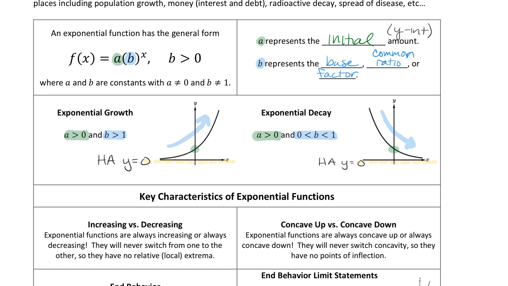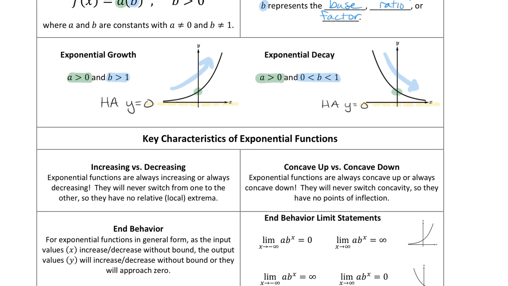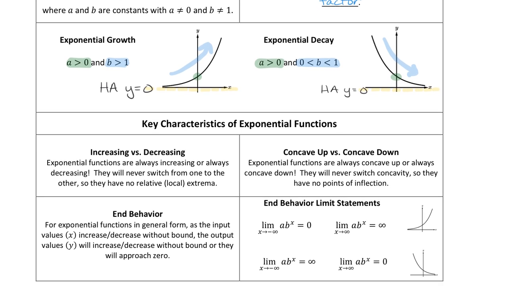There's some other key characteristics when it comes to the shape of exponential functions, which we need to get pretty good at understanding: the general shape, growth, decay. If a is positive, it'll be above the x-axis. If a is negative, it will be below the x-axis.